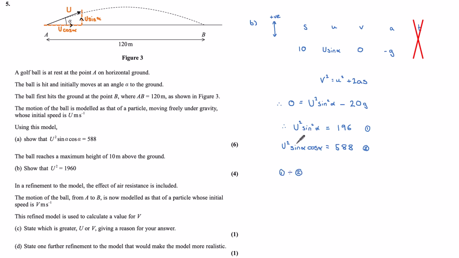So if I do divide this equation through by this equation, the u squareds will cancel, and I will be left with sine over cos, which is tan alpha, and that will be equal to 1/3. Now, using my calculator, I can work from tan alpha equal to 1/3, and actually I could find a value here for this sine squared alpha. So let's do that on our calculator.